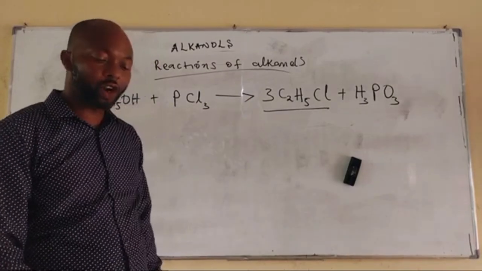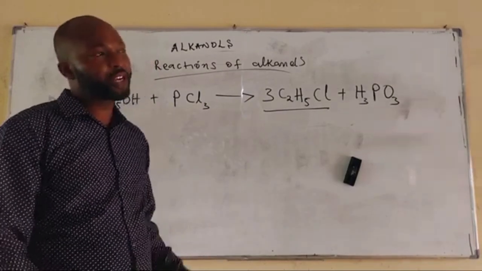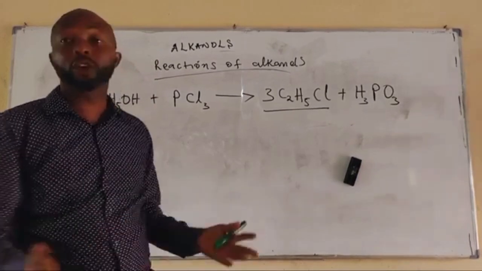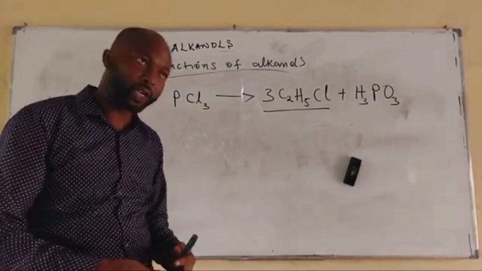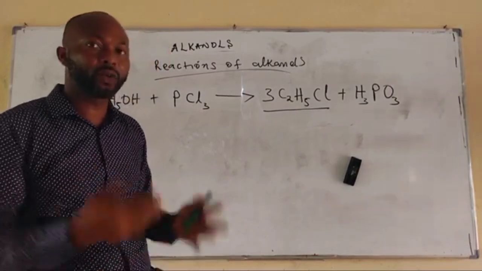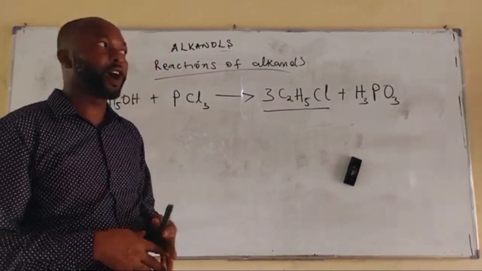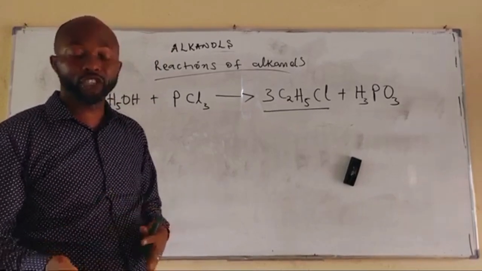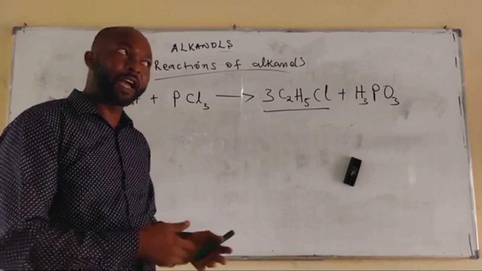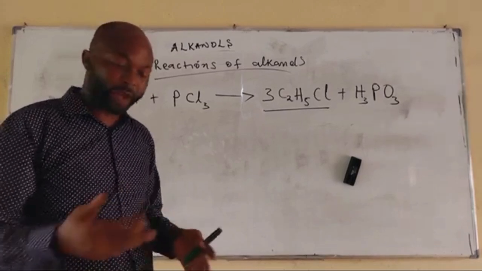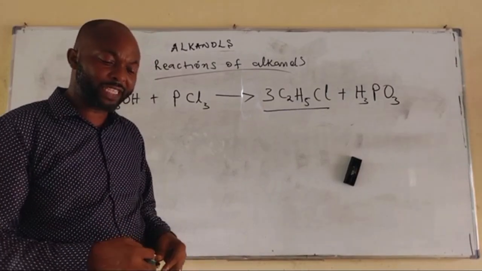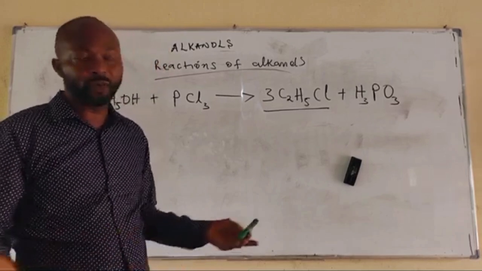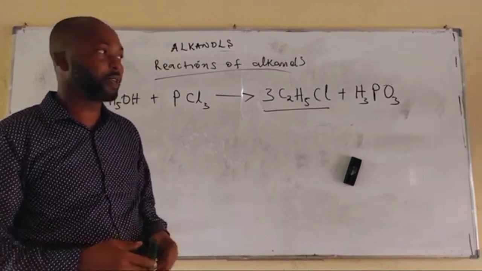Now, dehydration of ethanol. Remember in the process where we were carrying out preparation of ethanol, we carried out hydration of ethene, adding of water. So if I want to reverse that reaction, I want to remove the water, which is dehydration, and it will go back to ethene. So when ethanol is heated with excess concentrated H2SO4 to about 180 degrees, ethene is formed.